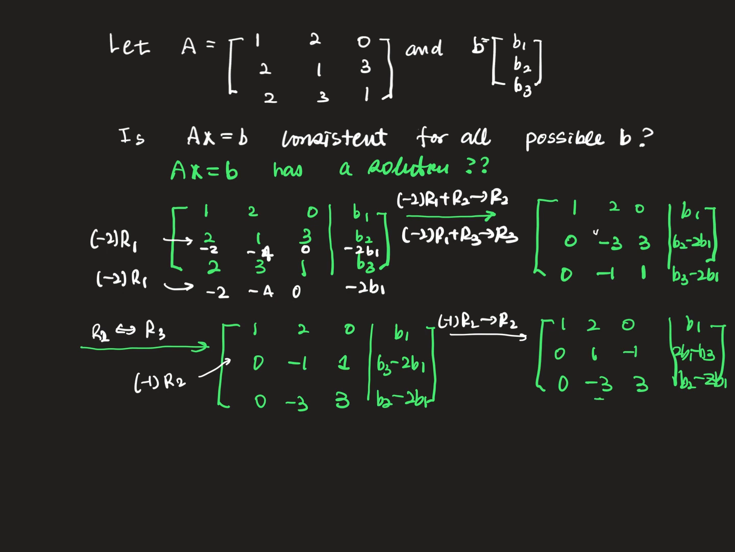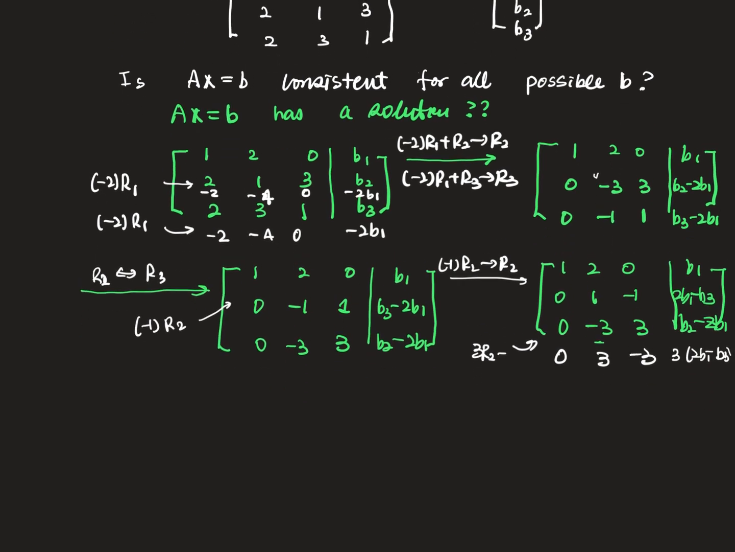So what you do here: 3 times R2, right here, 0, 3, negative 3, so 3 times 2B1 minus B3. That's you doing the row operation, right? So 3R2 plus R3 going to R3. So you have the new one: 1, 2, 0, B1; 0, 1, negative 1, 2B1 minus B3; and here is 0, 0, 0.